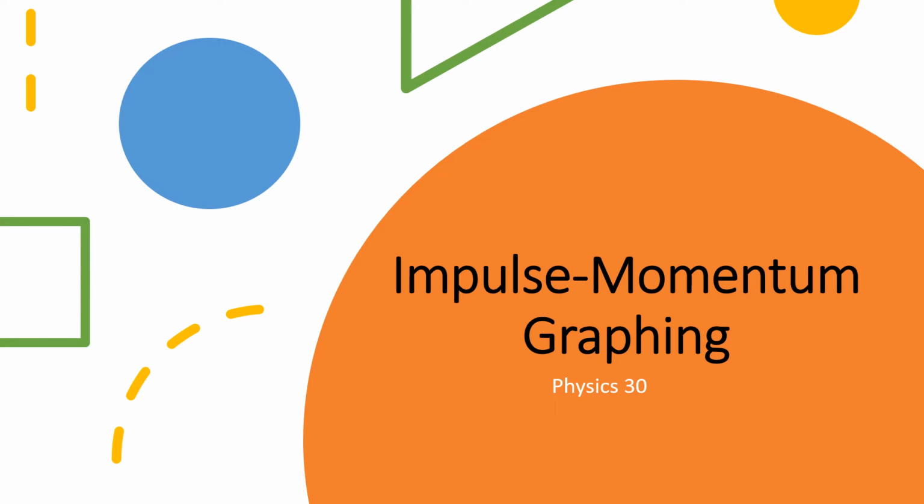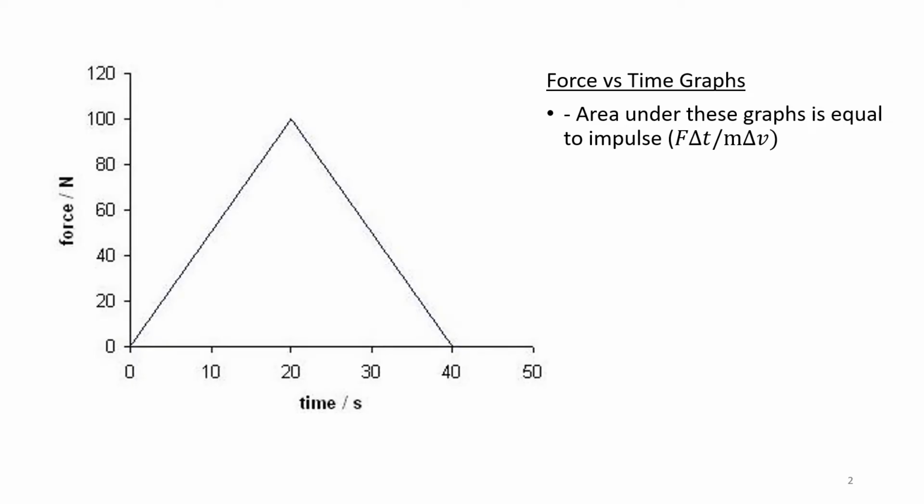Hi everyone, in this video we're going to be going over the graph analysis skills that are required in the momentum unit of Physics 30. In impulse momentum graphing, you'll be given force versus time graphs, with force on the y-axis and time on the x-axis. The area under these graphs is representative of impulse because impulse is equal to force multiplied by time.